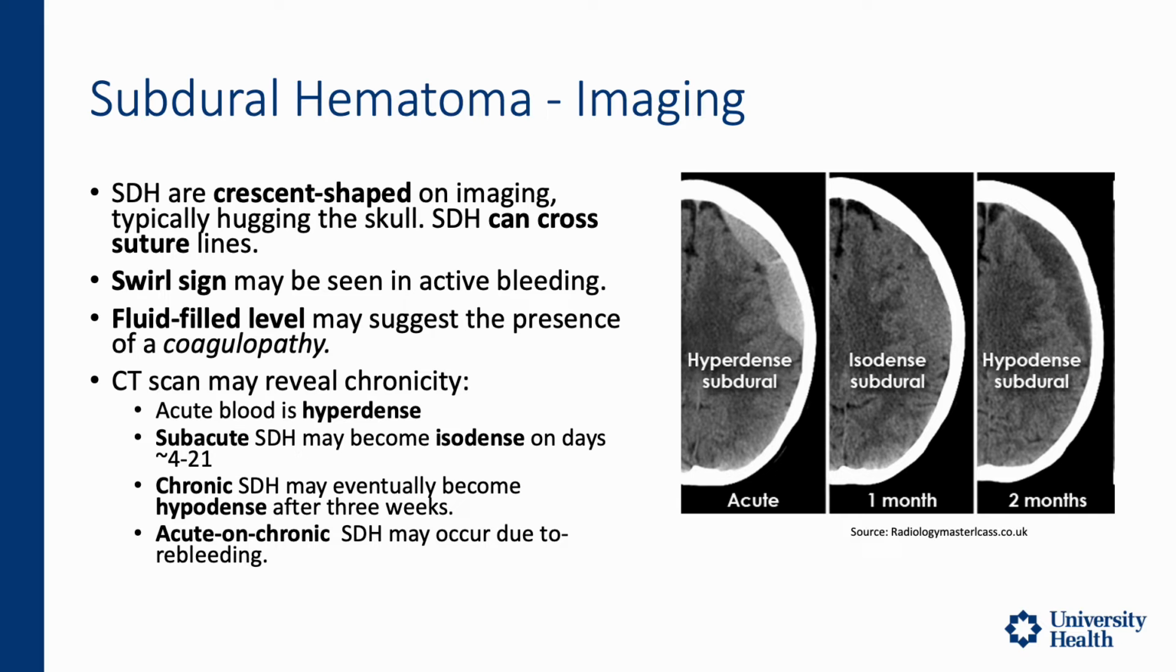And then the good thing about CT scan is it can tell you about the chronicity. We talked about our acute subdural hematomas or chronic subdural hematomas, acute on chronic subdural hematomas. And so acute blood is usually hyperdense, as you can see here in the first image, so like very bright. And then you have your subacute subdural hematomas that become isodense on days 4 to 21. And then you have your chronic subdural hematoma, which is the last one on your right, which can present hypodense, okay? So it's a little bit more dark. And then if you have a patient, like I said, that presents with acute on chronic subdural hematoma, this is usually due to rebleeding, like we said.